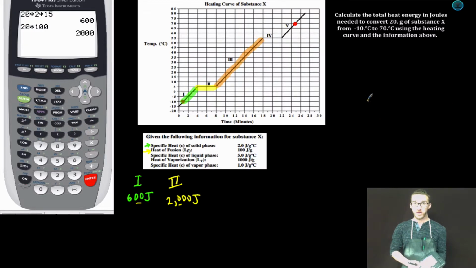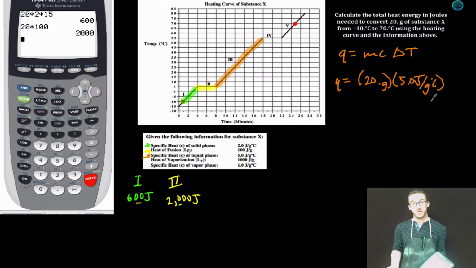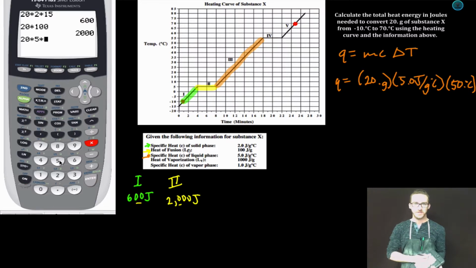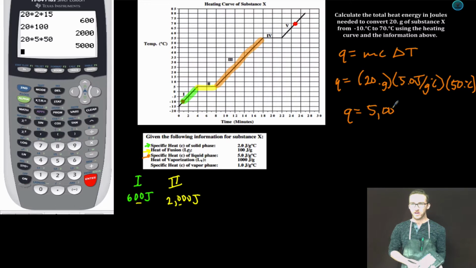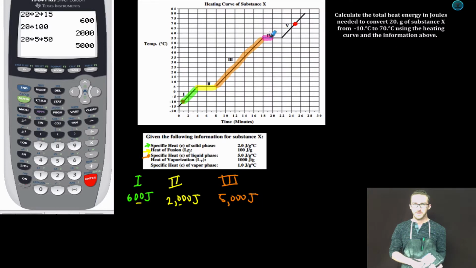Next, segment 3. We're going to heat up our liquid from 5 degrees Celsius to 55 degrees Celsius. Once again, we're going to use q = mcΔT. Mass, 20 grams. Specific heat of the substance in the liquid phase, 5.0 joules per gram degrees Celsius. So notice the specific heat is different depending on the phase that you're in. My temperature change, I'm going up to 55 degrees Celsius from a temperature of 5 degrees Celsius, ΔT, 50 degrees Celsius. Calculator. 20 times 5 times 50 is the amount of heat required. 5,000 joules.